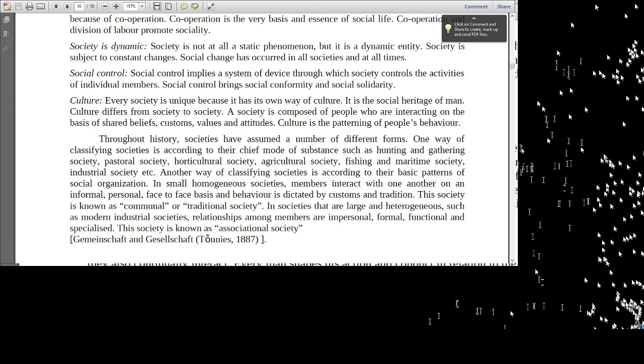I think you already understood all the things related to society. Today we discussed the concept of society, the various definitions given by different social philosophers, sociological philosophers, and we also discussed the characteristics of society, which are the important characteristics of society, and the different types of society.